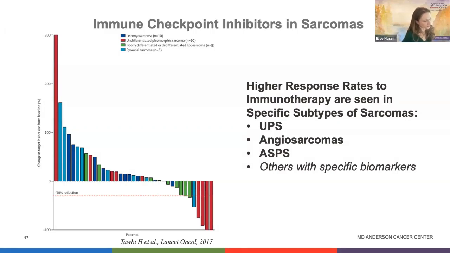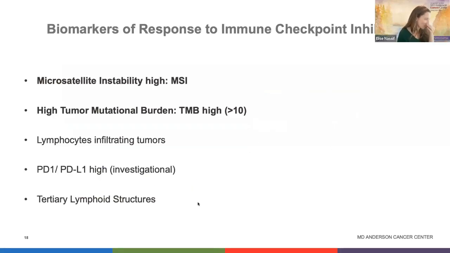higher than this 10% response rate. And those are essentially undifferentiated pleomorphic sarcomas, angiosarcomas, and alveolar soft part sarcomas. Now, there are other rare subtypes of tumors in which this can be indicated, and even all sarcoma subtypes if they have very specific biomarkers, amongst which the two most important biomarkers of response to immune checkpoint inhibitors that have good proof across all cancer types are microsatellite instability and tumor mutational burden.